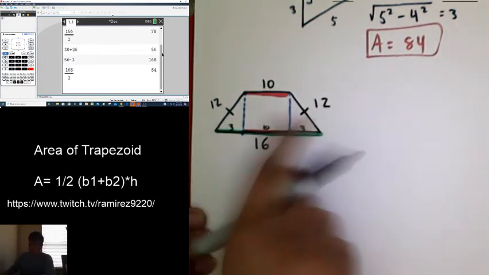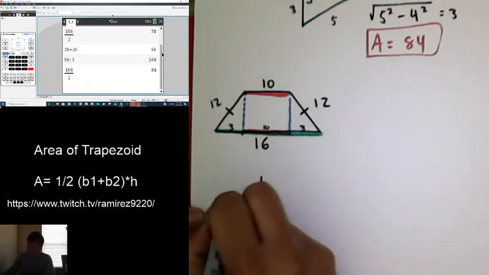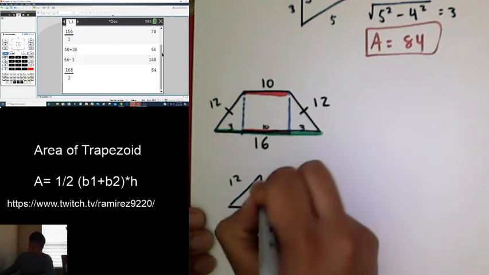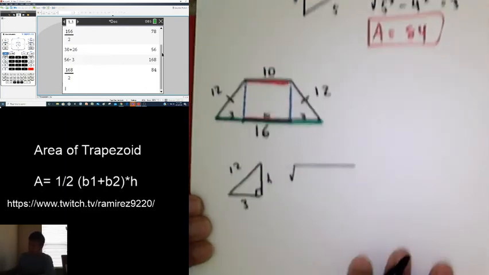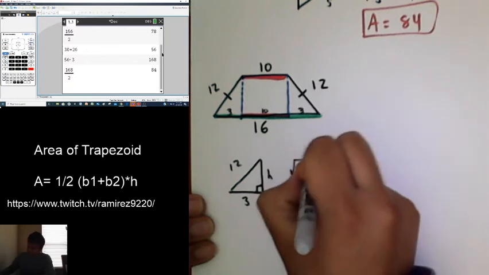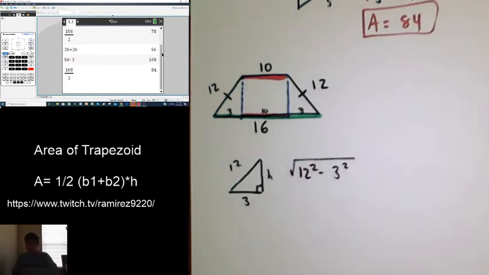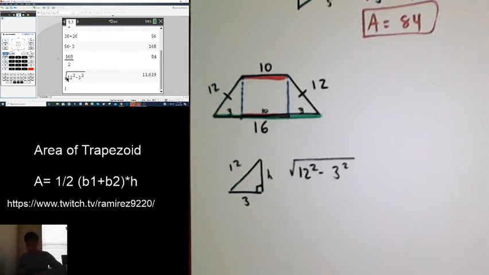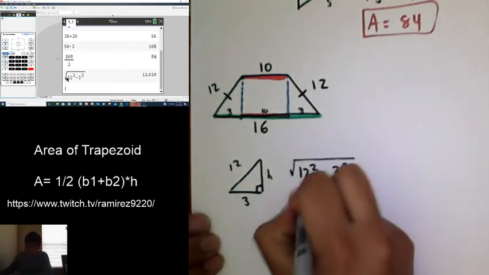So again, doesn't matter what triangle you look at. This is 12, this is 3, and we're looking for the height. So Pythagorean theorem again. 12 squared minus 3 squared. For this one, I know I'm going to get a decimal of some kind, so I'm going to go ahead and use my calculator. So here, 12 squared minus 3 squared. And I get 11.6. So my height is 11.6.